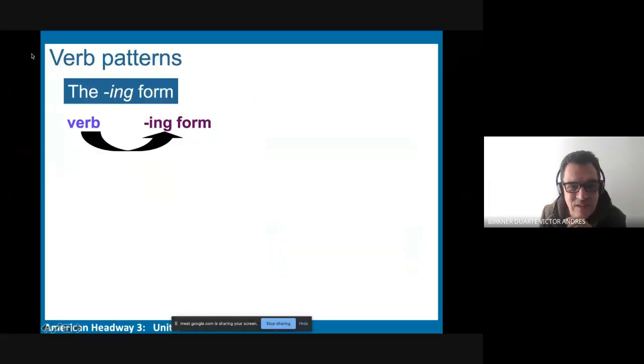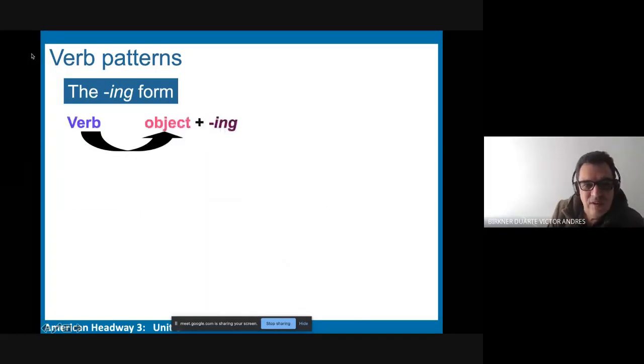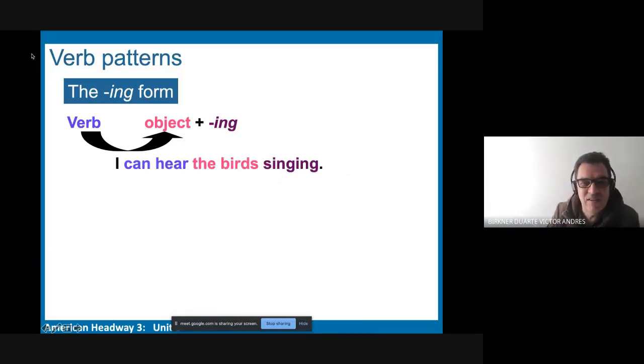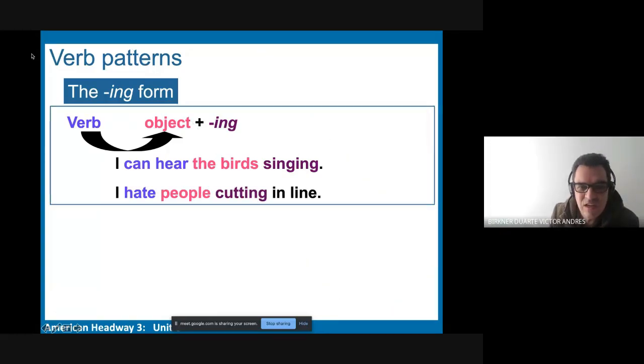Okay, let's continue. Then we have verb, object plus ing form. Let's see, for example, in this case, I came here. Then we have an object, which in this case the verbs. Then we have the ing form. I can hear the birds singing, right? Or I hate people cutting in line. So in this particular case, we use the ing form, right?